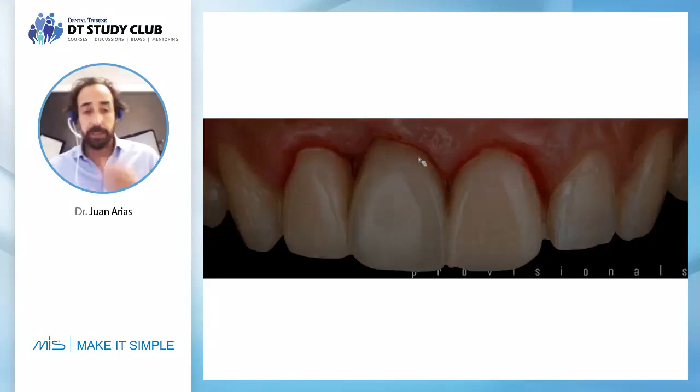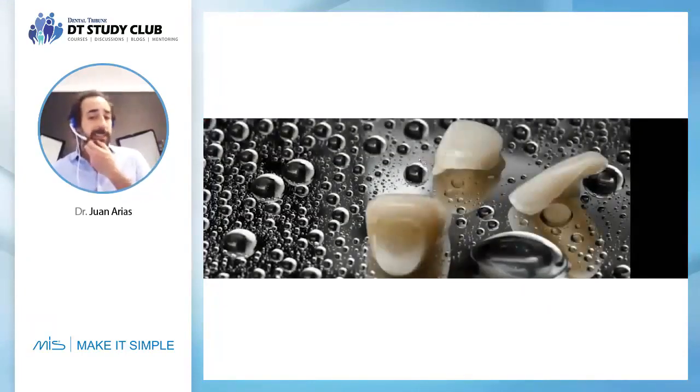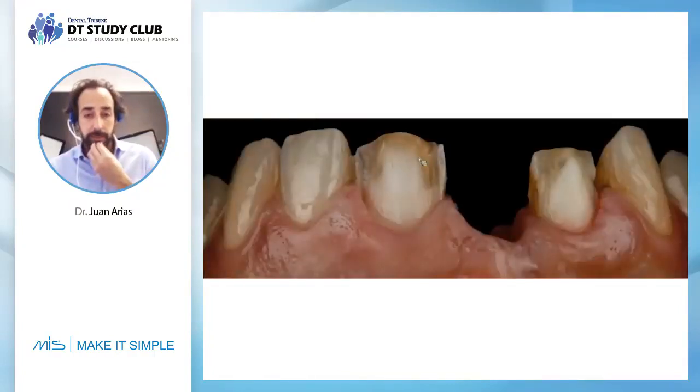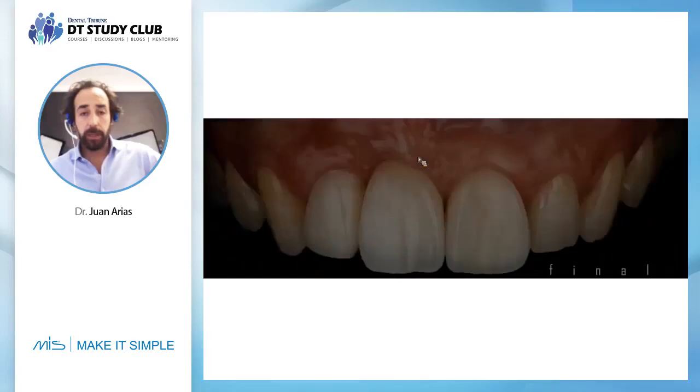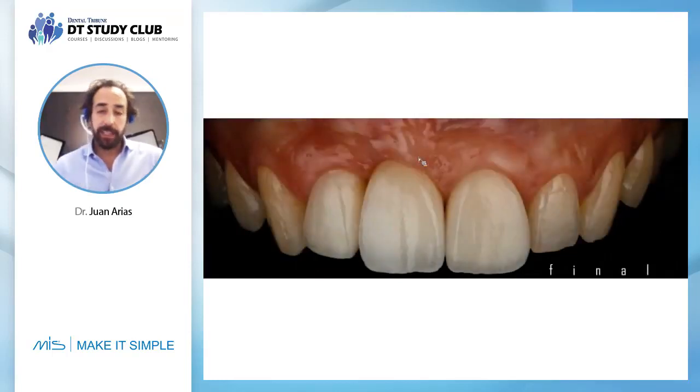Those are the provisionals we had, and this is the crown and the veneers we had there. The healing, the zirconia abutment we had, and the final placement of the veneers and the crown.